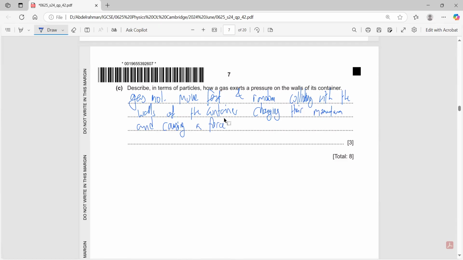How does this force create a pressure? Because you have force per unit area, over a certain area or over a unit area, which is pressure.